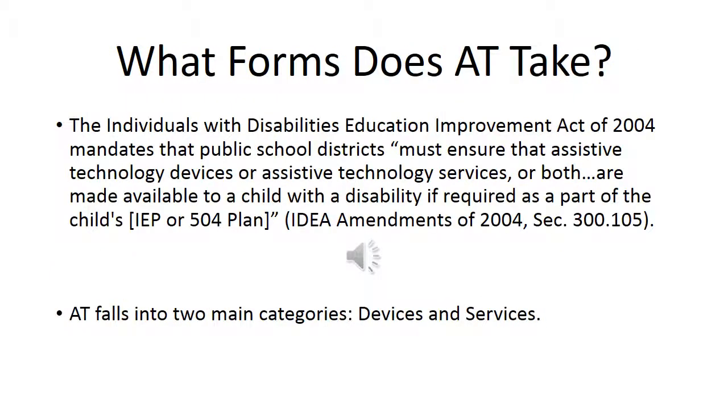What forms does AT take? The Individuals with Disabilities Education Improvement Act of 2004, also referred to as IDEA, mandates that public school districts must ensure that assistive technology devices or assistive technology services, or both, are made available to a child with a disability if required as part of the child's IEP or 504 plan. AT falls into two main categories: devices and services.